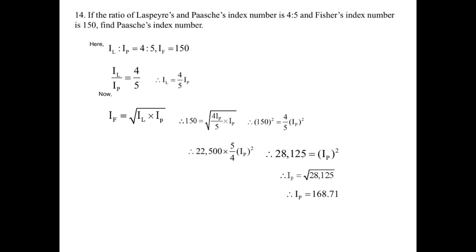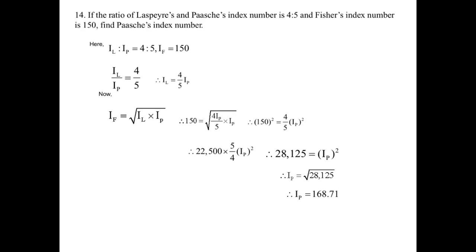So we write IL upon IP, because the ratio of Laspeyres and Paasche is 4 by 5. So we write in this manner: IL upon IP is equal to 4 upon 5. So IL is equal to 4 by 5 IP. It's a cross multiplication. Again friend, first we write IL upon IP, and that is equal to 4 upon 5. So therefore IL is equal to what? We say 4 by 5 IP.